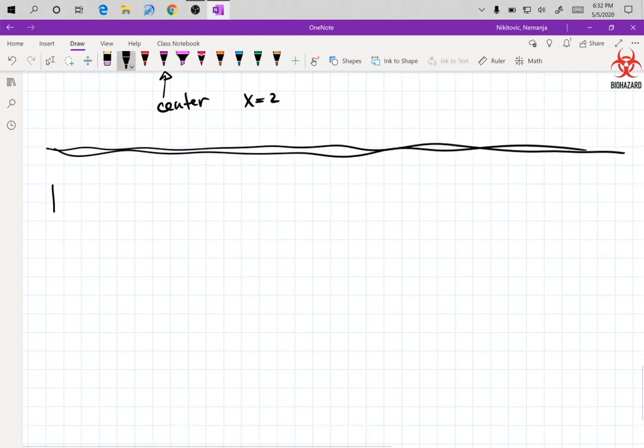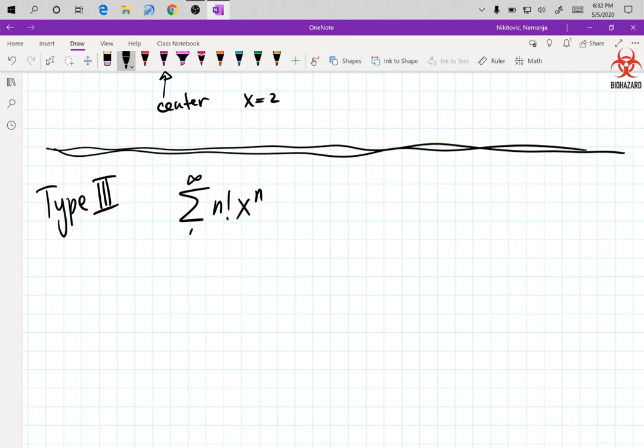And now we have the type 3. That's our example C. Great example: the sum from n equals 1 to infinity of n factorial x to the n. This one should be easy. I'm going to give you 20 seconds to solve this one on your own, right? Because it's just a joke. You don't even have a double fraction on this one.